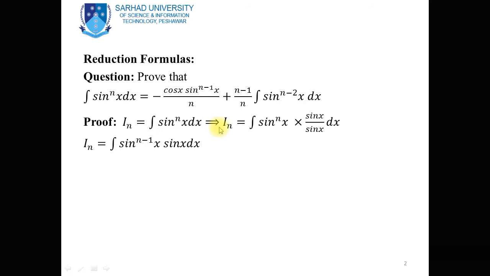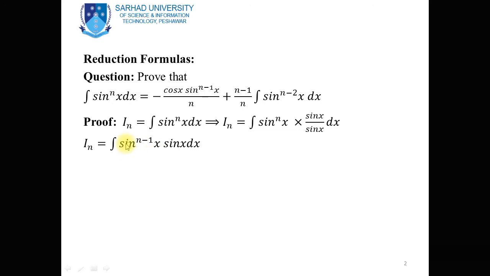Now, we can write I_n is equal to integration of sine x power n, dividing and multiplying by sine x, with respect to x. So, we can write integration of sine x whole power n minus 1 into sine x with respect to x. When we shift this denominator function into the numerator, we can write sine x power n minus 1.